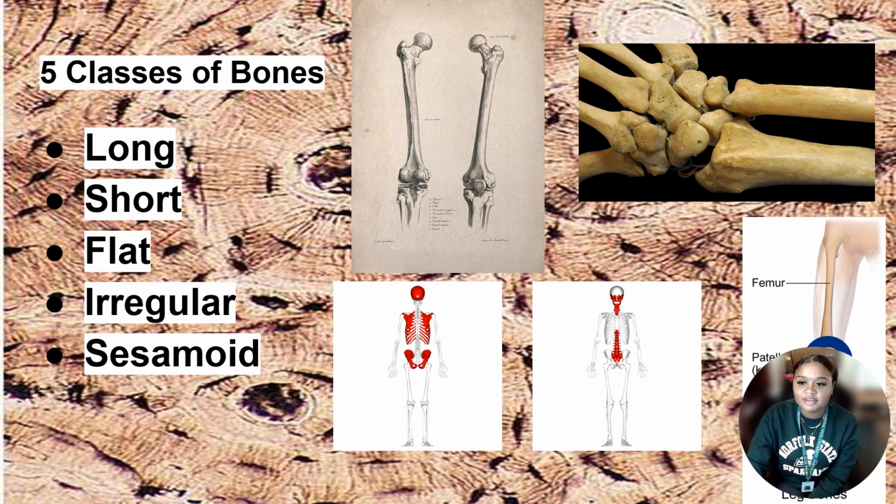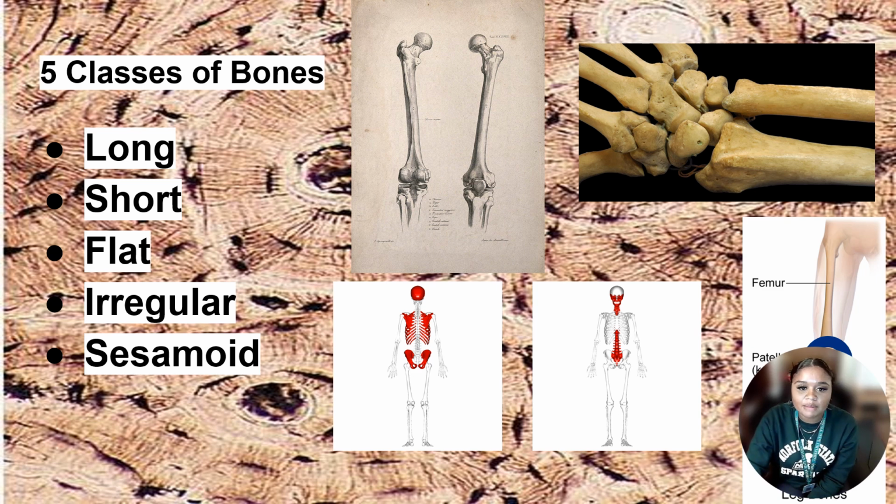So we're going to get into the 5 classes of bone. There are your long bones, which are right here. Usually your femur, your tibia, your fibula, your humerus, your forearm, those are your long bones. Your short bones, I recognize those as your cube shaped bones. So your short bones are right here, usually in your wrist or your ankle.